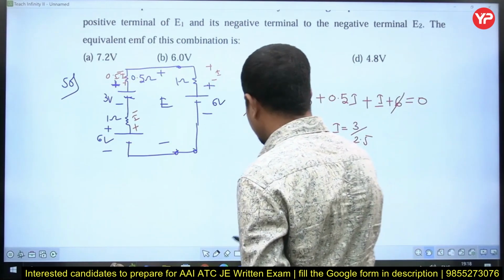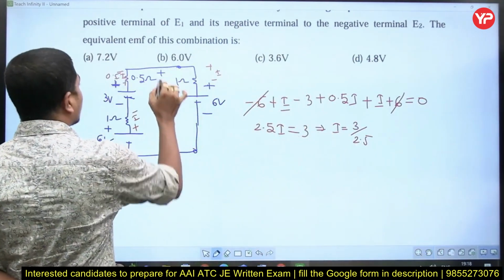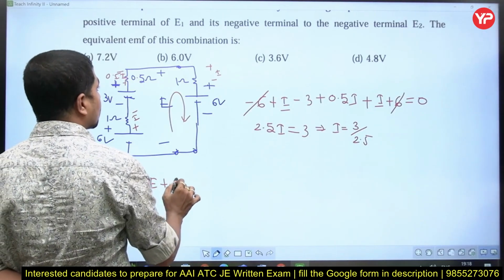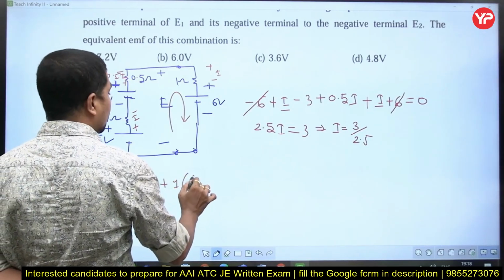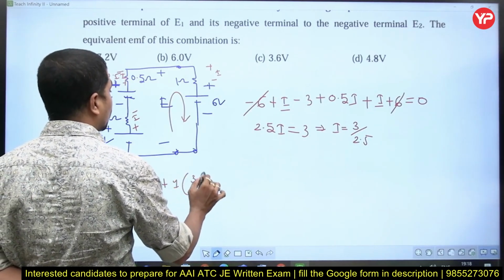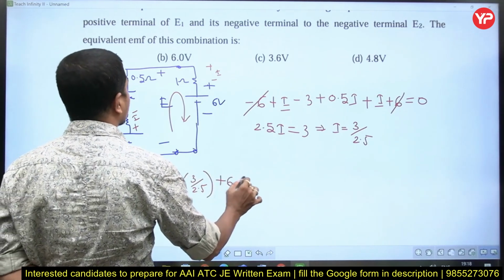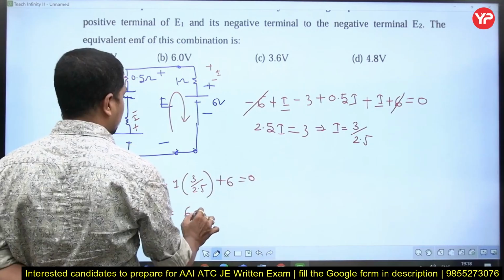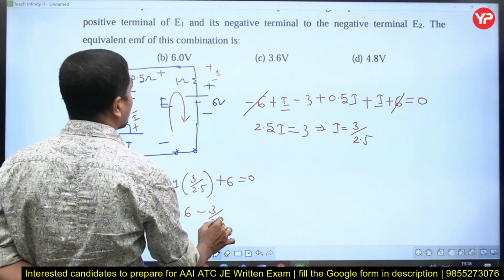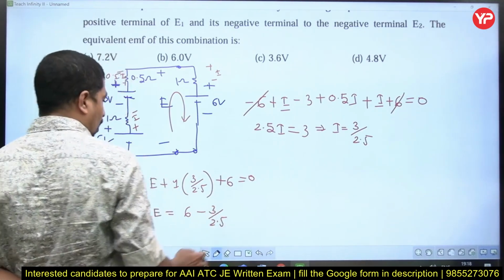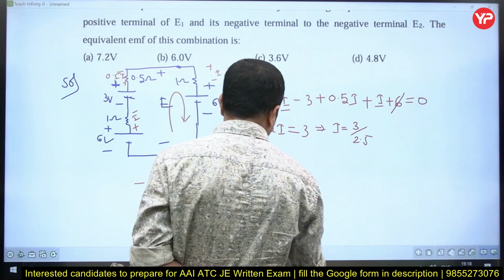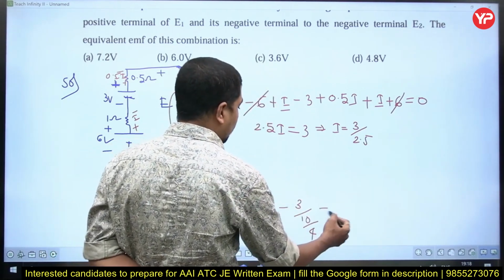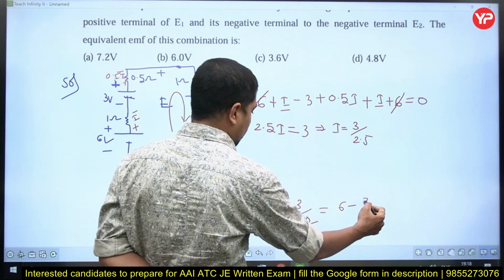Now write the KVL for this small loop. Minus E plus 1 into I, which is 3 divided by 2.5, plus 6 is equal to 0. So E is equal to 6 minus 3 divided by 2.5. How much is it? I can write 2.5 as 10 by 4.